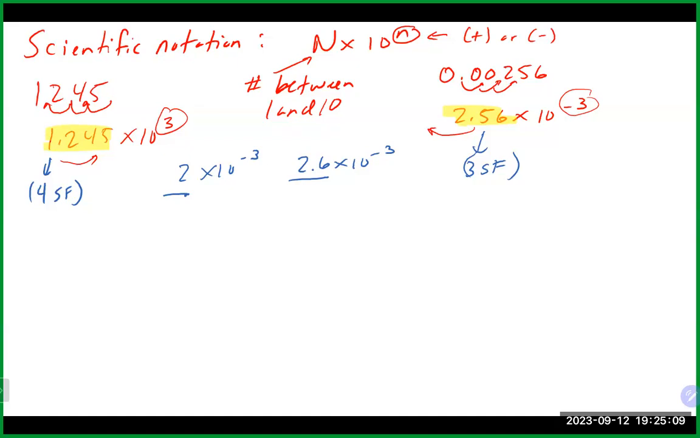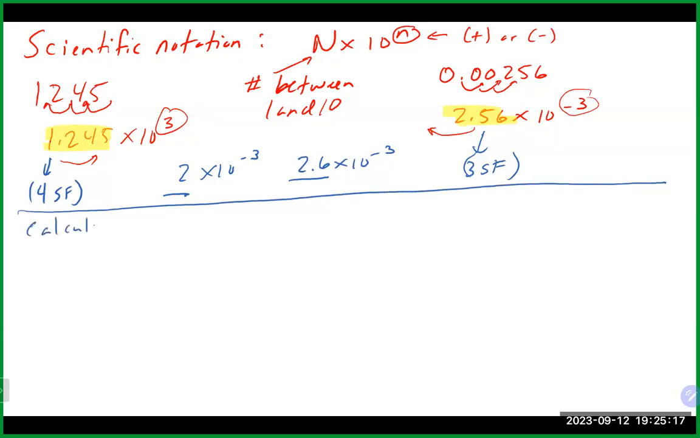Any questions on writing things in scientific notation? More importantly, just to make sure, our calculator and scientific notation. So every calculator, every scientific calculator, which you should have for this class, by the way, has an exponent button. It is either an EE button. It is an EXP button.